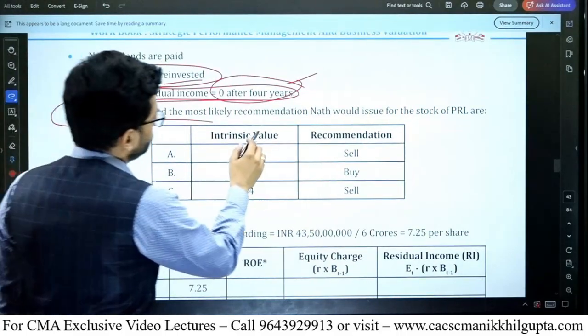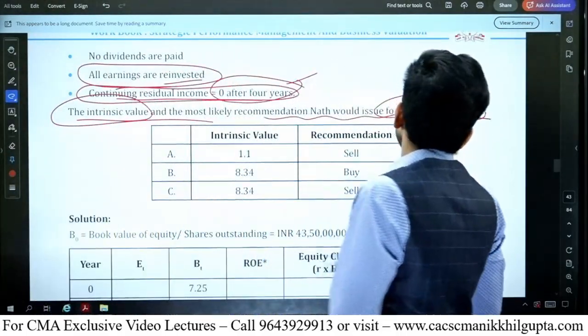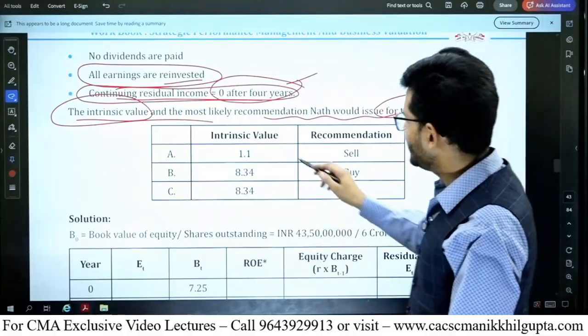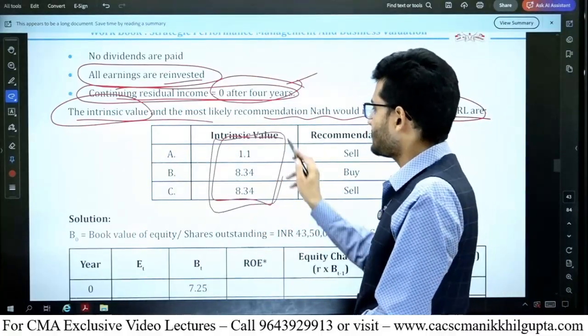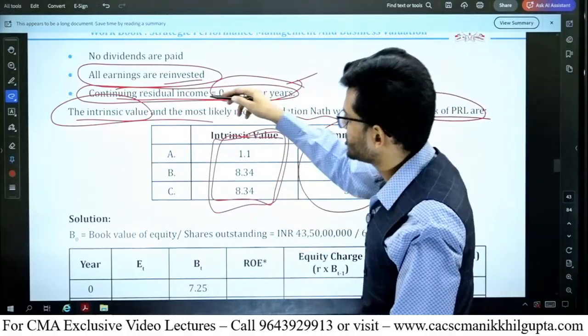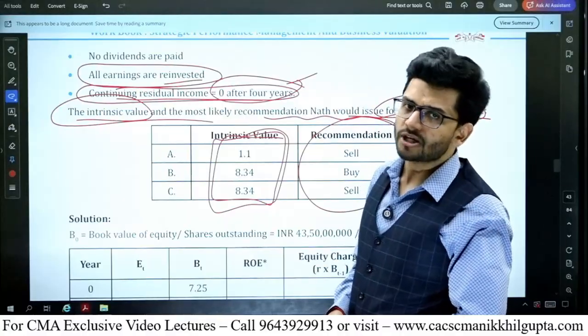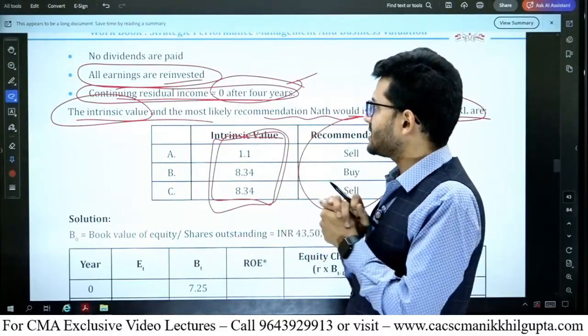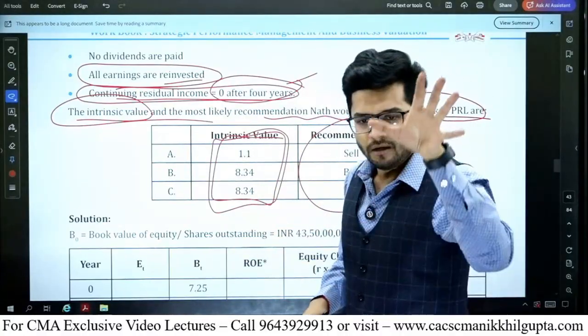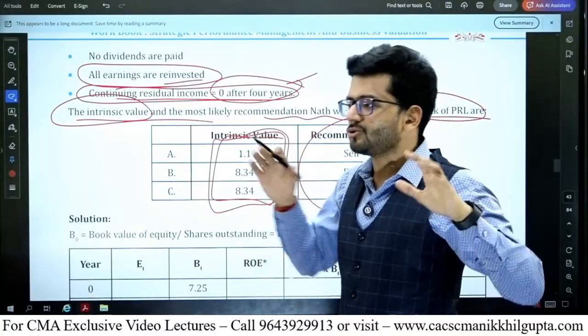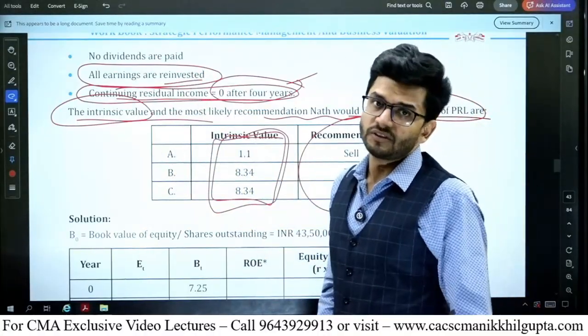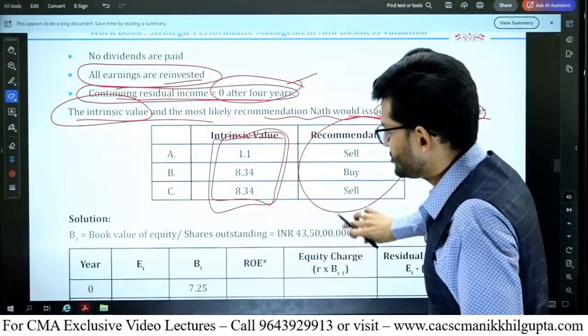You have to calculate the intrinsic value. The question also asks about the most likely recommendation Nath would issue for the stock of PRLR. If these are the intrinsic values, then these are the recommendations which will be given for these particular shares. But we are not bothered about these recommendations as of now. Our ask is to calculate the intrinsic value of this particular share. According to our calculation, what will be the price of this particular share? That is the thing which we need to compute.